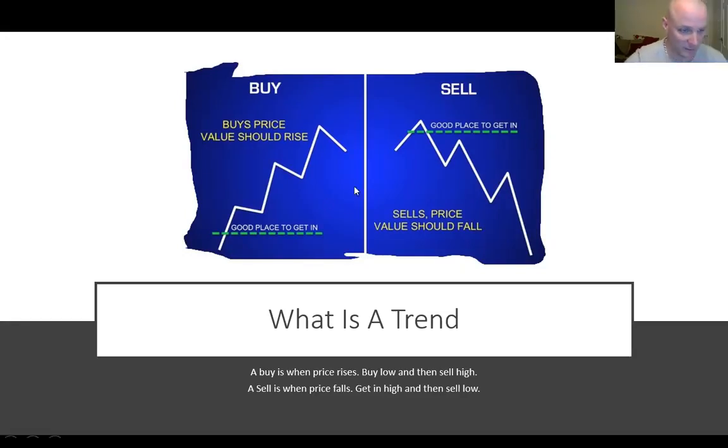So on slide one, basically, what is a trend? A trend on the buy side, a good place to get in is at the bottom of the trending line. The buy price should rise, and you buy low and sell high. Then it's the opposite on the sell end. You get in at the high end, so the sell price starts to fall, so you get in high and then you sell low.